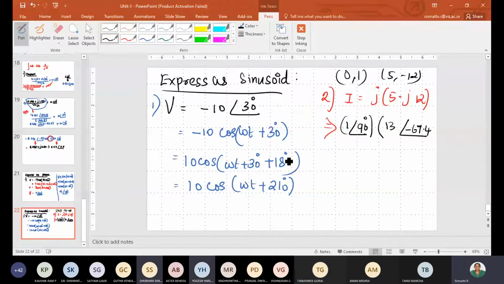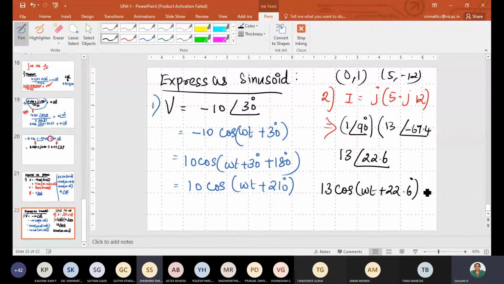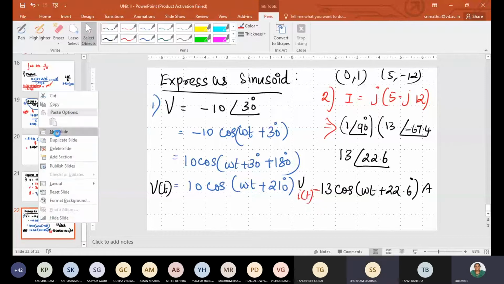Okay. So now if you multiply, it is 13 angle. When you multiply, you sum up the angles: 90 minus 67.4 is 22.6. Am I right? So now 13 angle 22.6. How will you write it? Magnitude is 13 cos(omega t plus 22.6 degree). This is amperes, this is volt. Moreover, now you are expressing in time domain, so I'll be writing it as i of t.